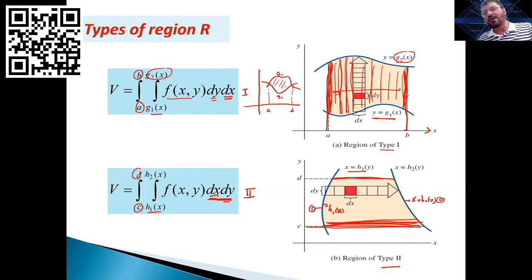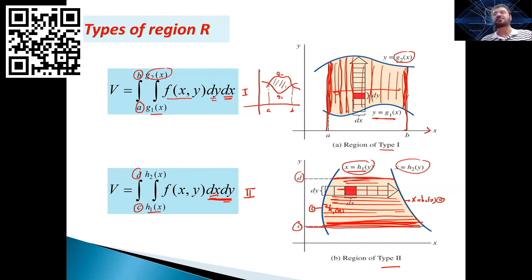In a region of type 2, you take a horizontal light. So the scanner now is going to start from the bottom, going up, from C to D. The light is going to start from the bottom and go all the way up, continuing to cover the whole region. But you need a bound from the right and the left. Who's on the left? It's H1 of Y. And who's on the right? It's H2 of Y. All right. So this is something we have to keep in mind.